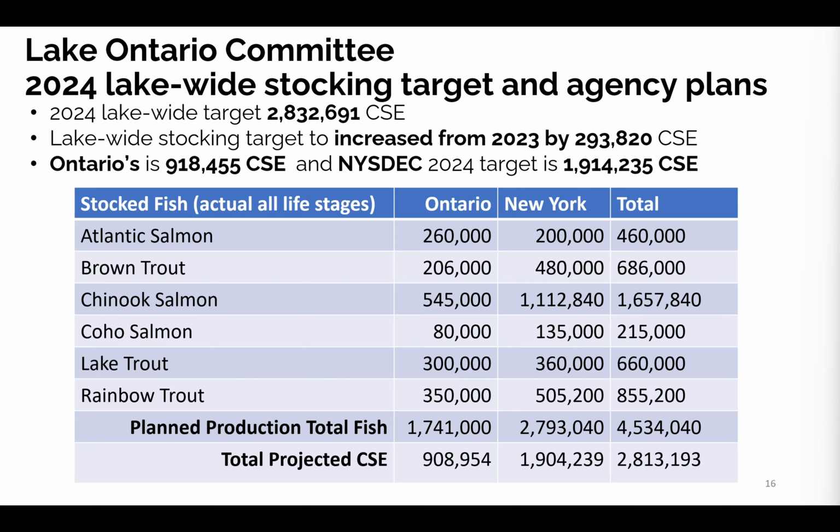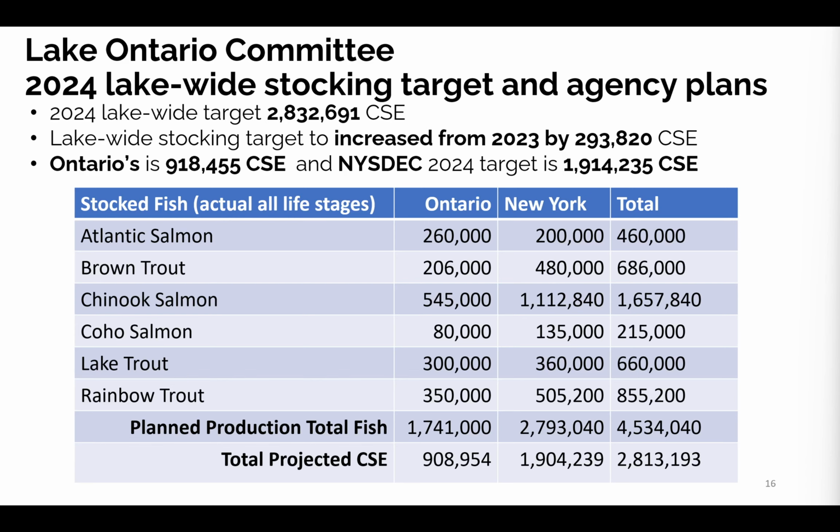So this is what it looks like this year. We have a 2.8 million total lake-wide Chinook salmon stocking equivalent target. It's a modest increase from 2023, 293,000, which is roughly a 10% increase. Our allocation is about 918,000, and New York is 1.9 million. There's a whole reason for that. Ontario's happy with that. We had a conversation. That's the fish that we need to meet our objectives.